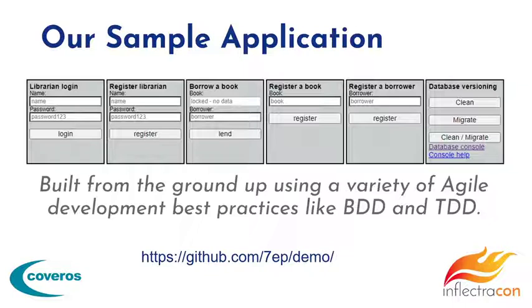The app is open source. You can go to the URL on the screen, see all of our requirements, code, and tests. You can also get a copy of all of it. The user interface is that of a system that might be used at a library. A librarian might use this to register books and borrowers and lend out books.